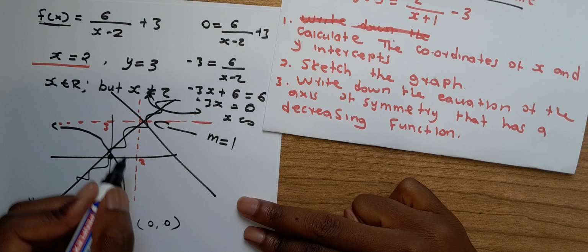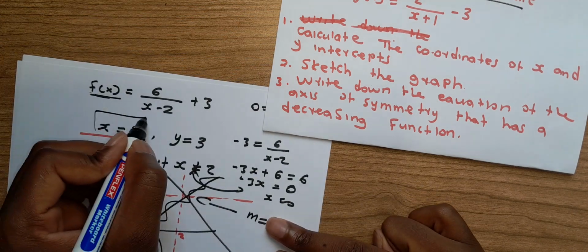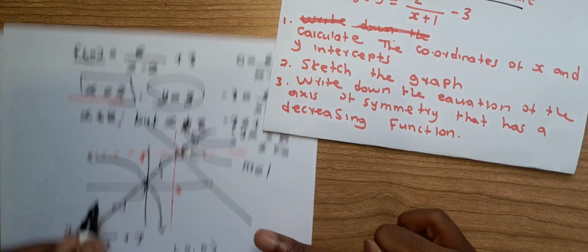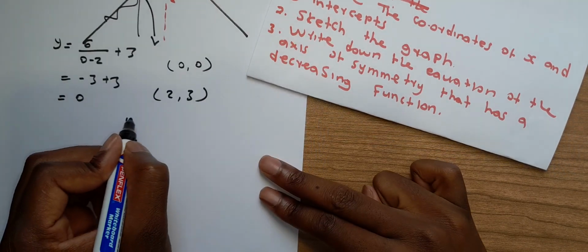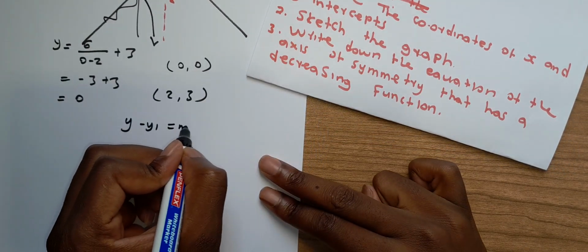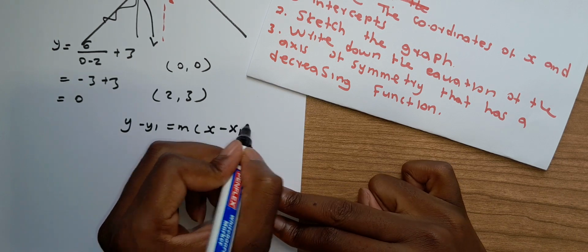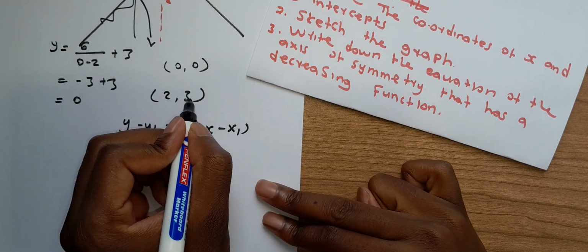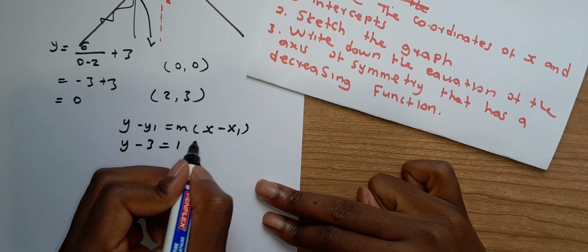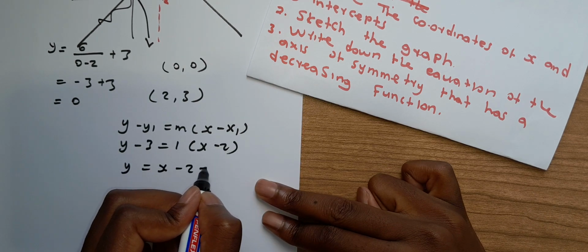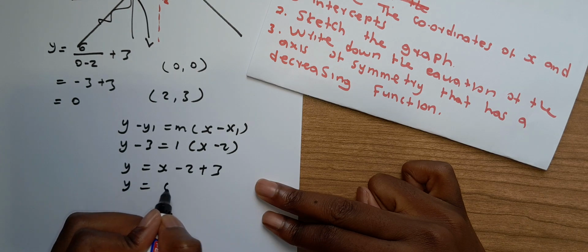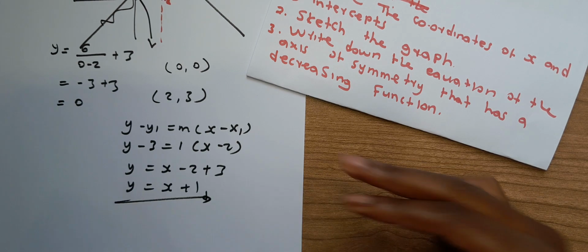What are its coordinates? The coordinates are x equals 2 and y equals 3. So I'm going to use y minus y1 equals m(x minus x1). So y minus 3 equals 1 times (x minus 2), so y is going to be x plus 1.